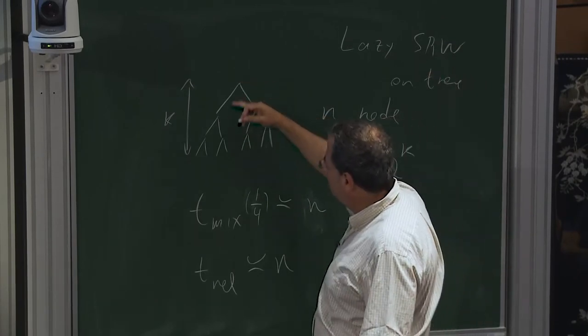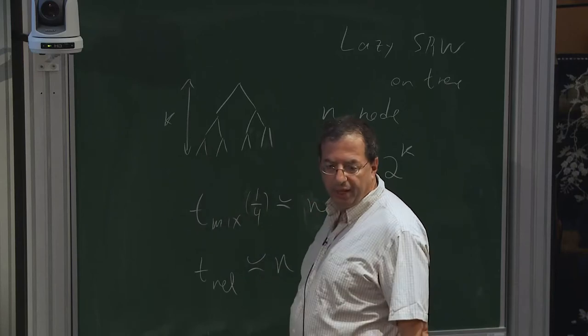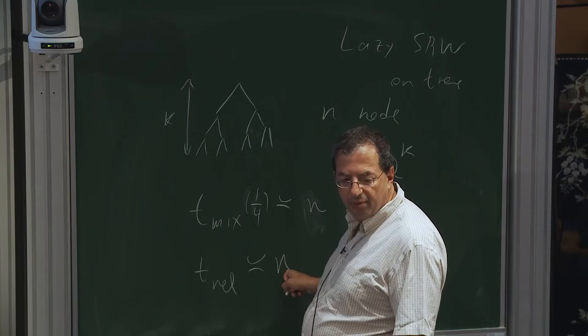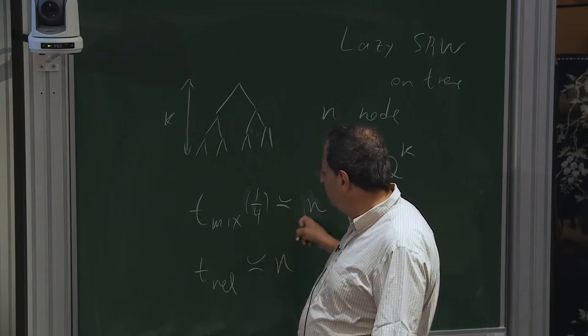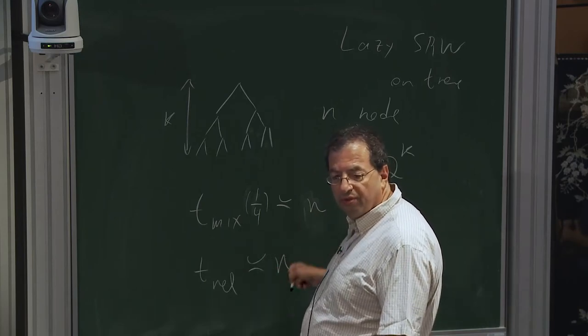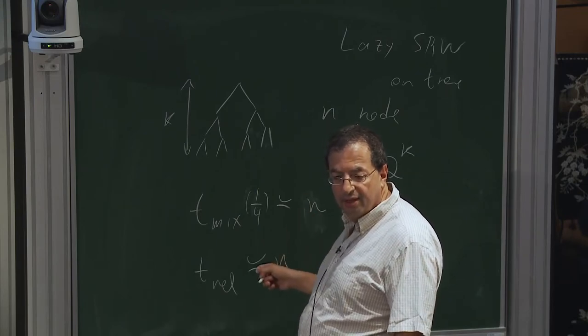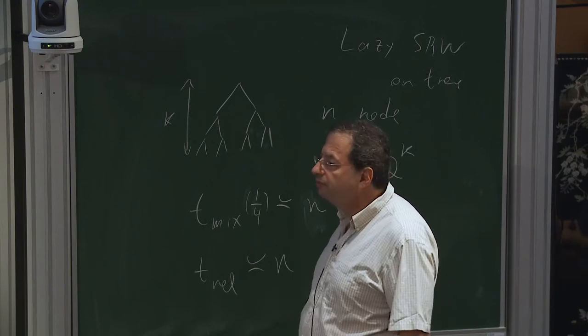And this is a binary finite tree of depth k. All right, so the relaxation time is equivalent to the number of vertices. The mixing time is also equivalent to the number of vertices. And because of the necessary condition for cutoff, you deduce that this case doesn't have cutoff or pre-cutoff.